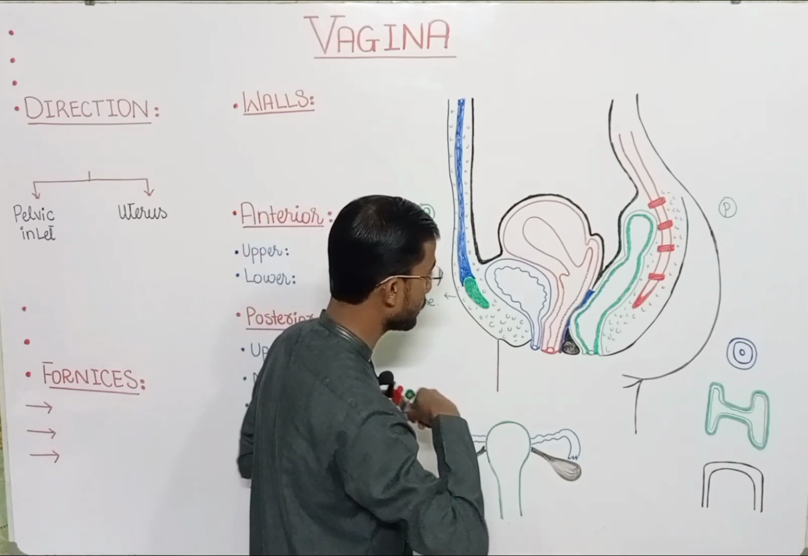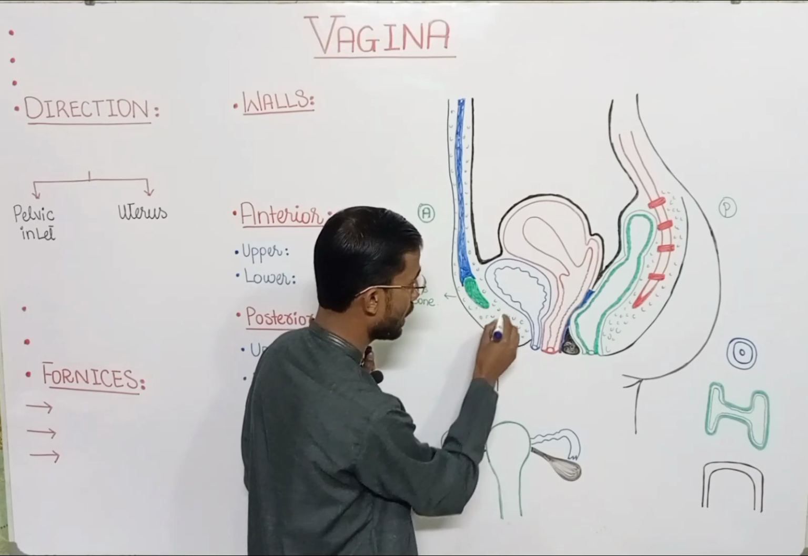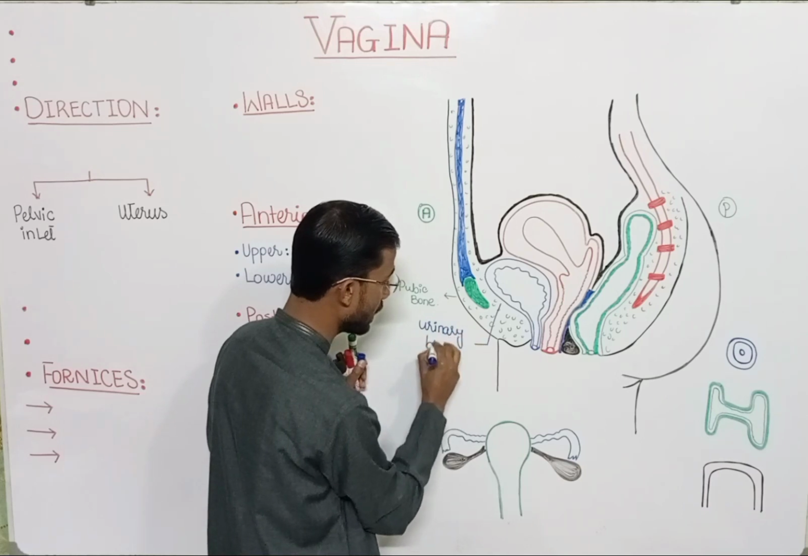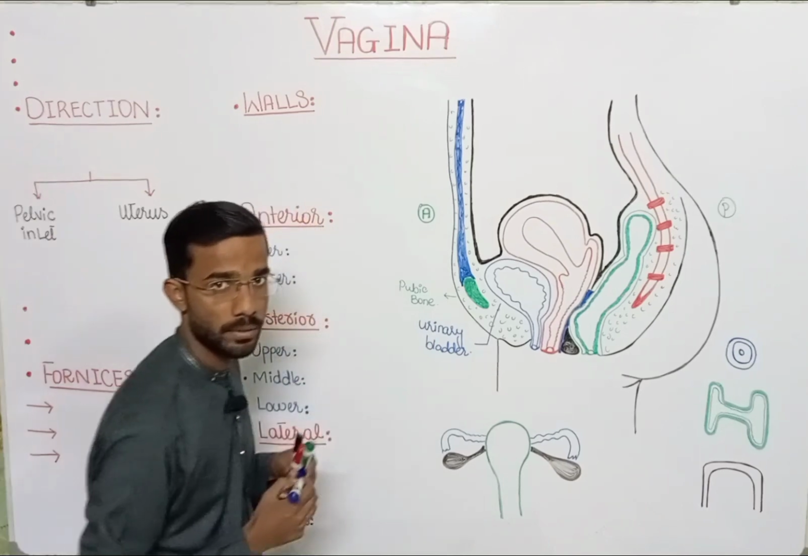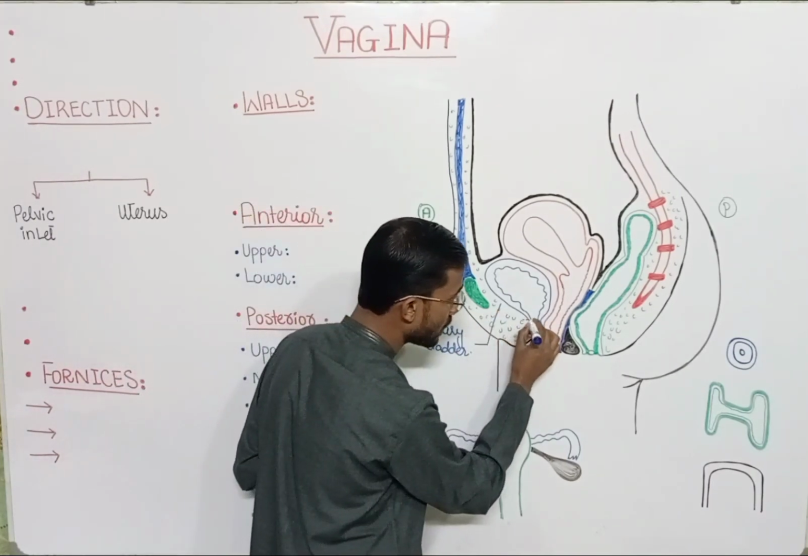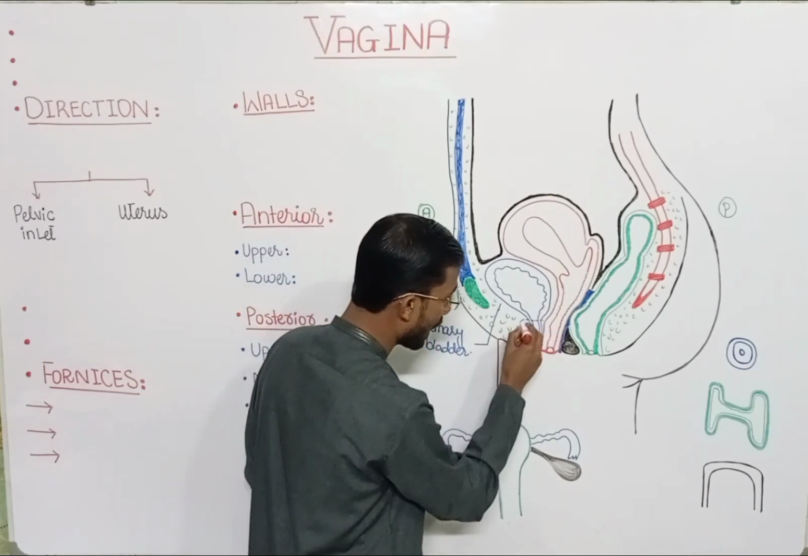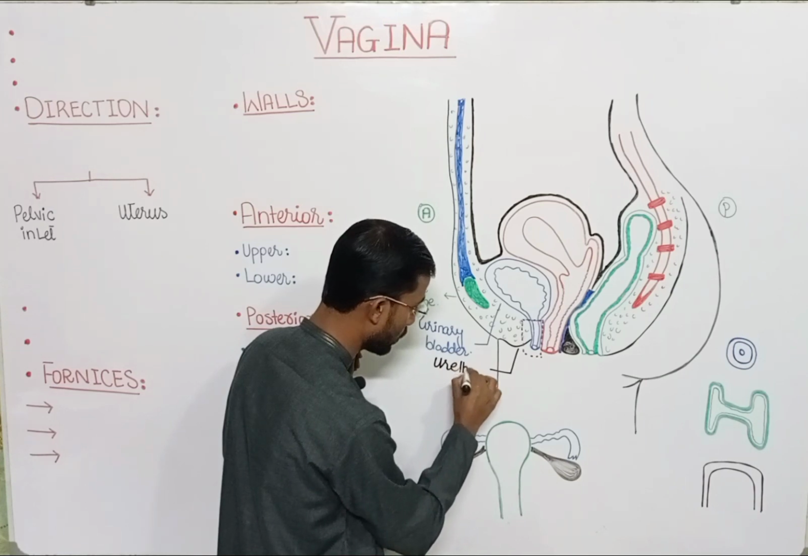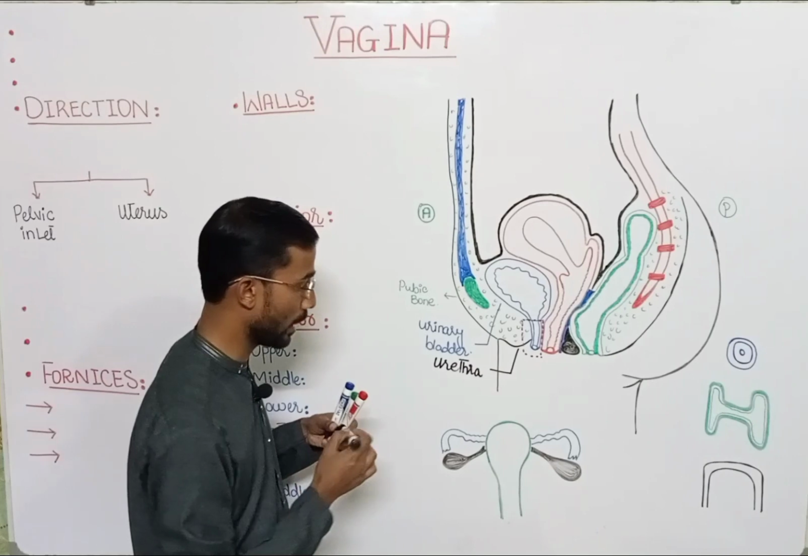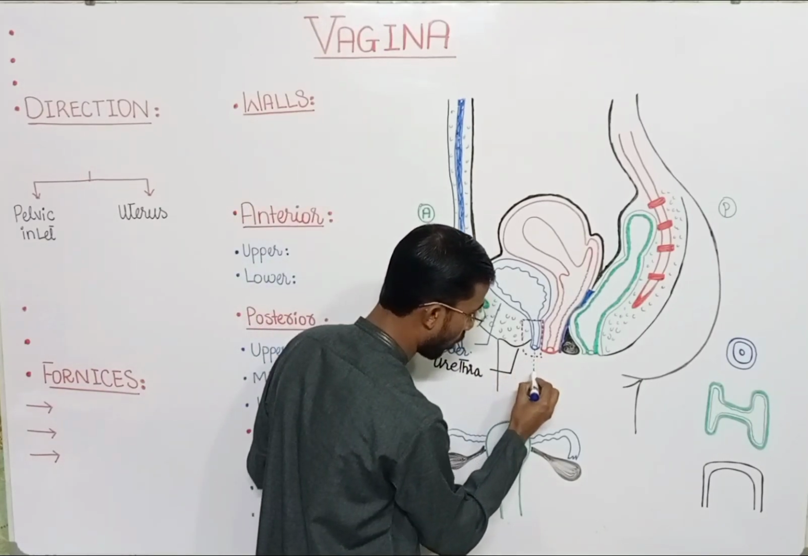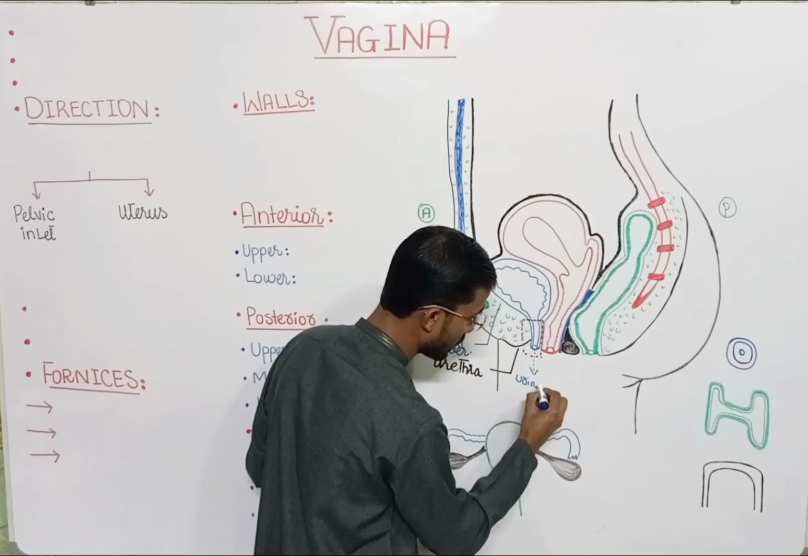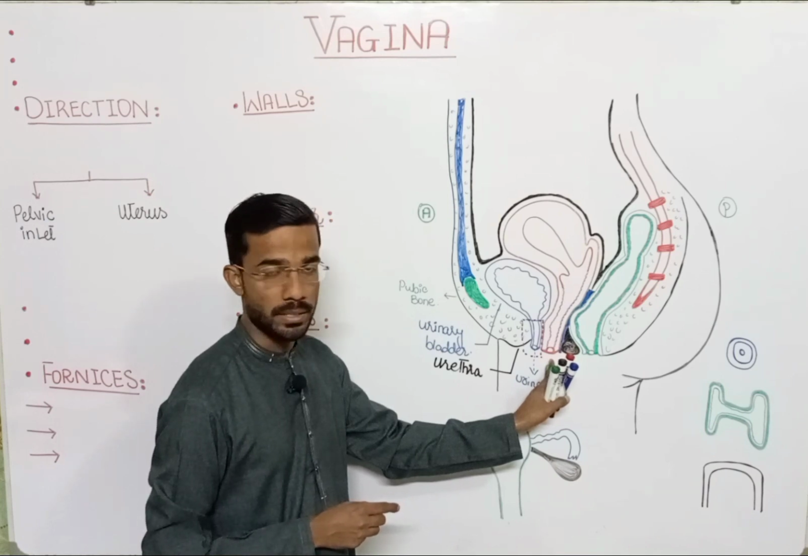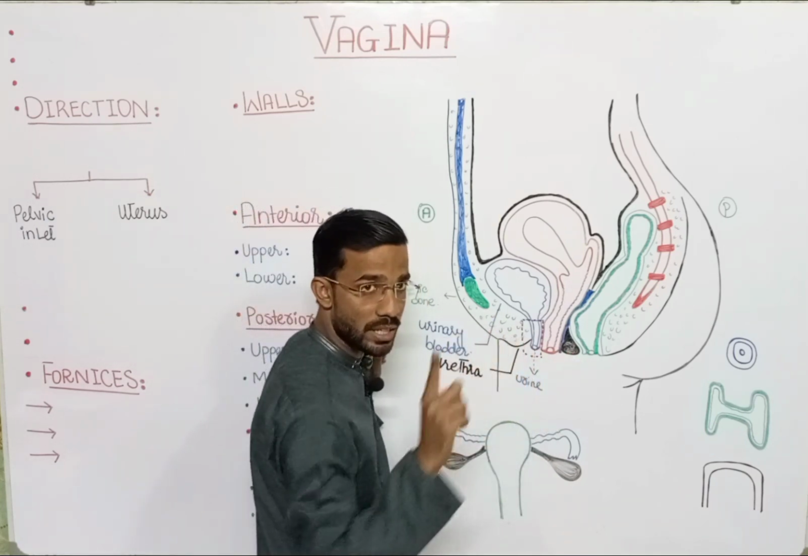After that, you will see a structure, which is the urinary bladder, present afterward. And after the urinary bladder, you will see this portion, which is the urethra, the opening for the urine. So this is one point. And after that, you will see the vaginal introitus. Externally you will see the different components.